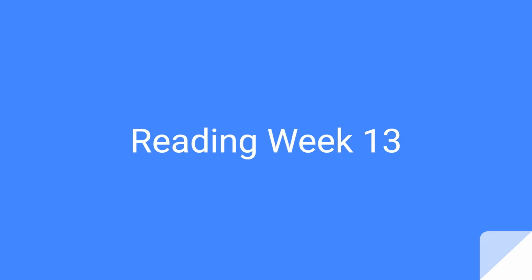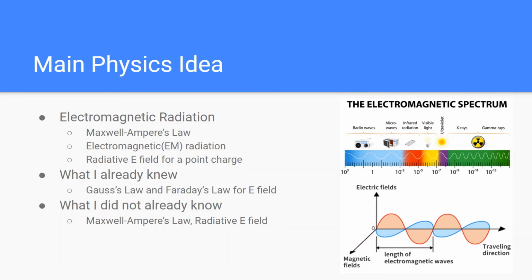Reading week 13. This week's main physics idea was electromagnetic radiation, and we looked at Maxwell-Ampere's law, which shows that the circular integral of B field over dl is equal to mu naught times I plus mu naught times epsilon sub 0 times the d over dt of the integral of E field times the normal vector over the area that is going through.